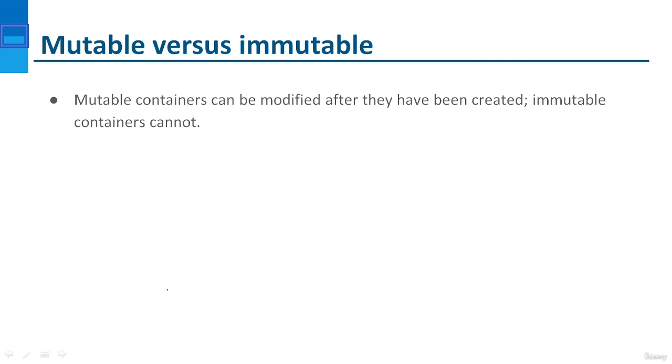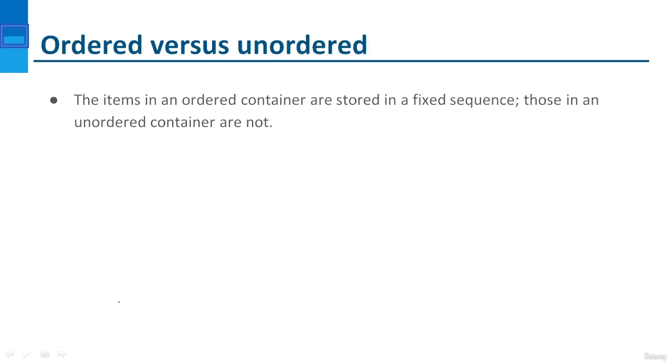The mutable property is nothing but you can update the values or you can change the values. Whereas if a particular container is immutable, it means you cannot modify it. Next, ordered versus unordered. If you consider an ordered container, all the elements will be stored in a particular sequence. If you go for an unordered container, then obviously there won't be any order in storing these elements.